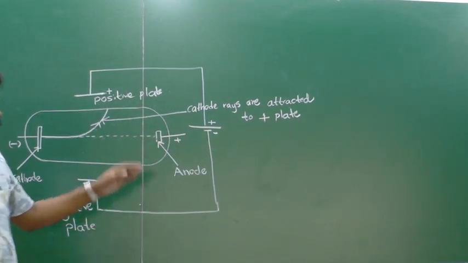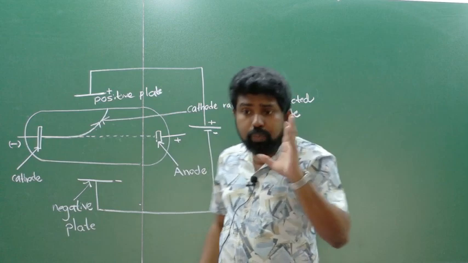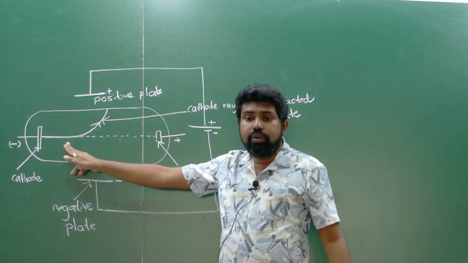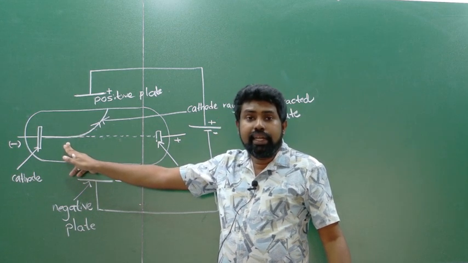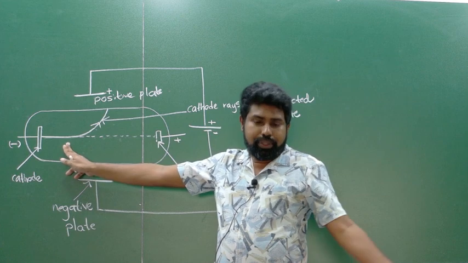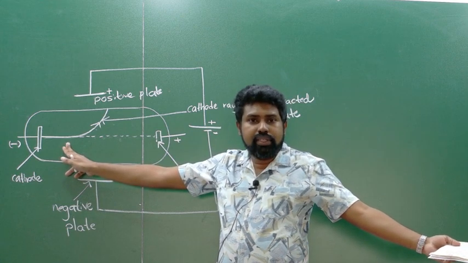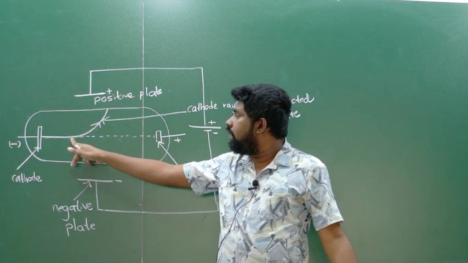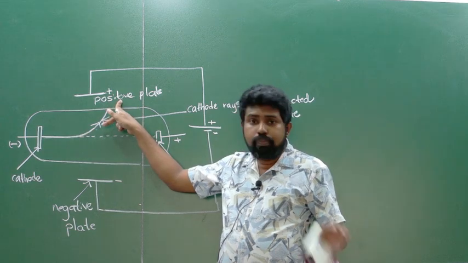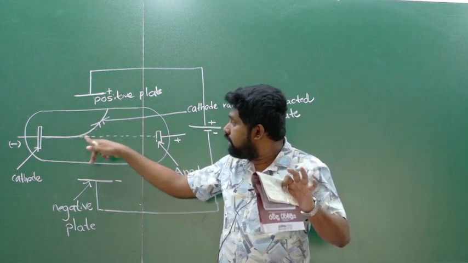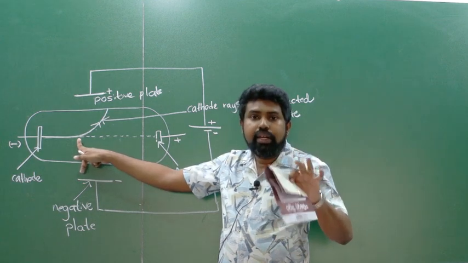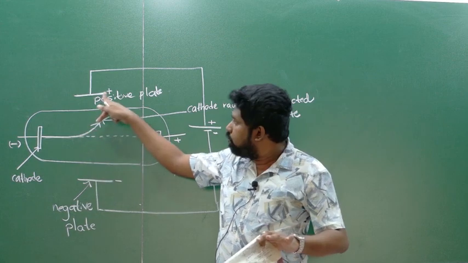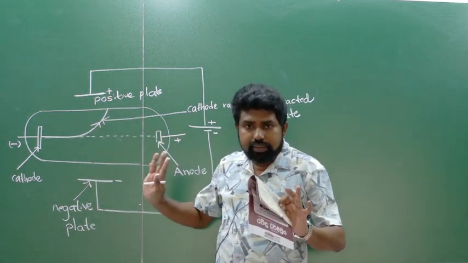As the cathode rays are attracted to the positive plate, Thomson concluded that the cathode ray particle should be negatively charged. As we all know, opposite charges attract. Therefore, in order for cathode ray particles to attract towards the positive plate, these cathode ray particles should be negatively charged. As they are negative, they attract towards the positively charged plate. Okay, this is very easy.